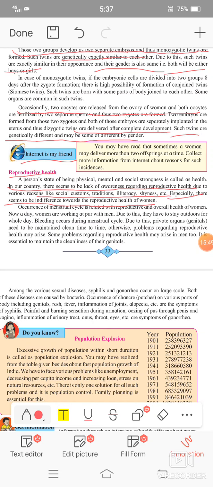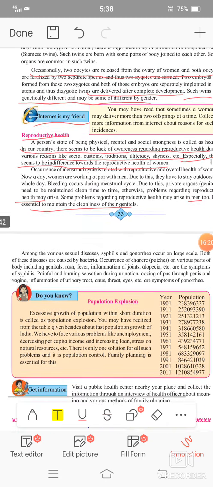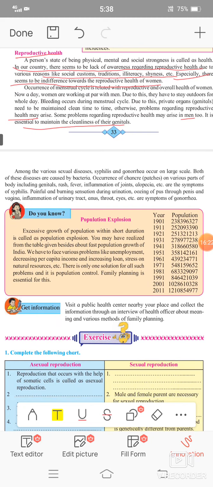And due to this they have to stay outdoors for the whole day. The bleeding occurs during the menstruation cycle. Due to this, the private organs, that is genital organs, need to be maintained clean from time to time. Otherwise, problems regarding the reproductive health may arise. Some problems regarding the reproductive health arise in men too. It is essential to maintain the cleanliness of genitals, that is the genital organs. So that is how you are given the information about the reproductive health.